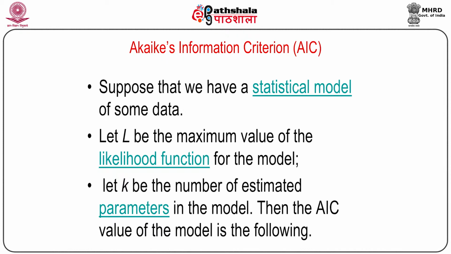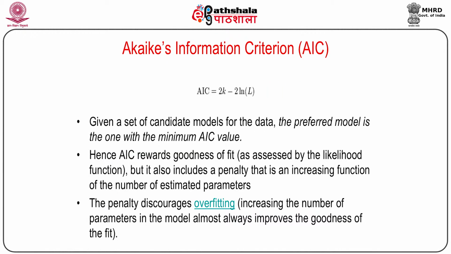Suppose that we have a statistical model of some data and let L be the maximum value of the likelihood function for the model and let K be the number of estimated parameters in the model. Then the AIC value of the model is the following. AIC equal to 2K minus 2 log of L. Given the set of candidate models for the data, the preferred model is the one with the minimum AIC value. So we will choose that model for which the Akaike information criterion is less.